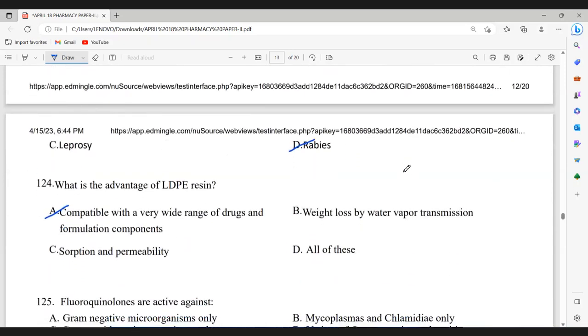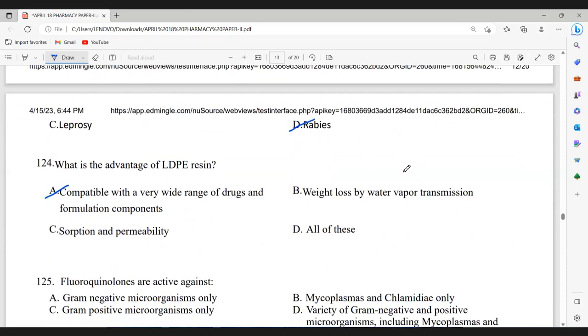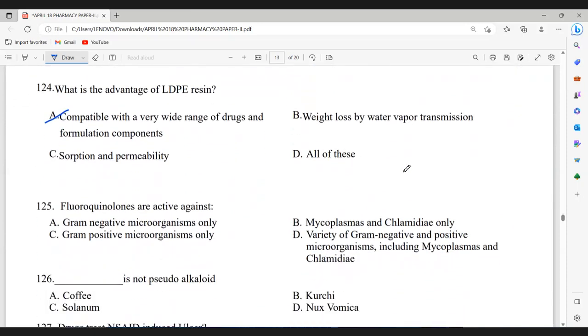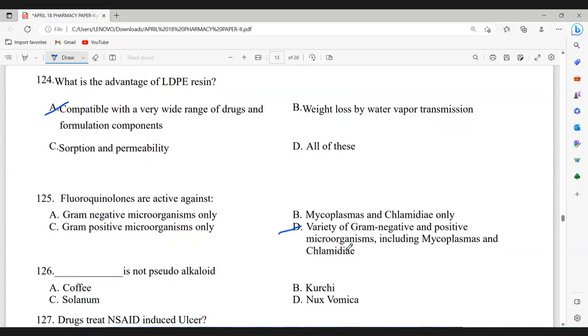No, only rabies is correct. Then 125, fluoroquinolones are active against, a direct question. Fluoroquinolones are active against a variety of gram negative and positive. Madam, please explain conditions.